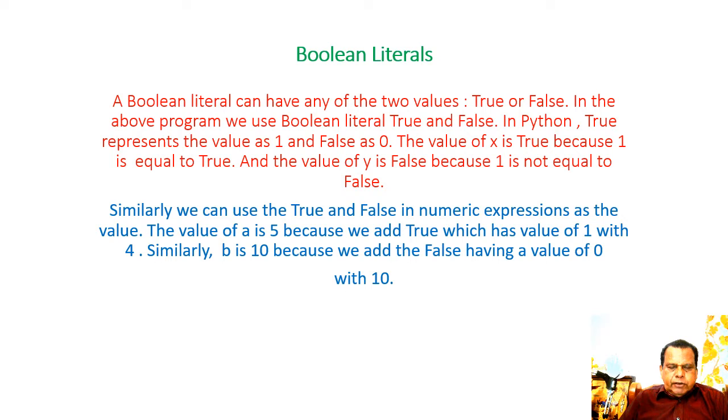Similarly, we can use true and false in numeric expressions as values. The value of a is 5 because we add true, which has a value of 1, with 4. Similarly, b is 10 because we add false, having a value of 0, with 10.